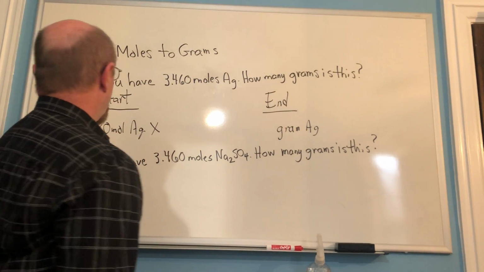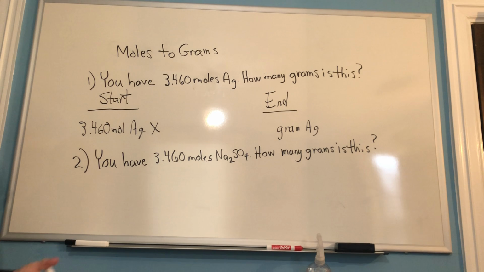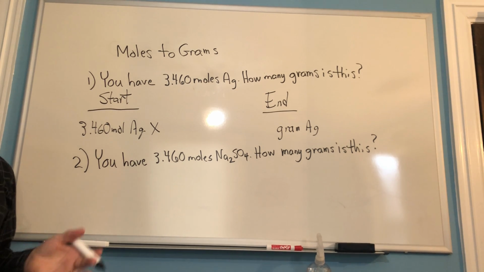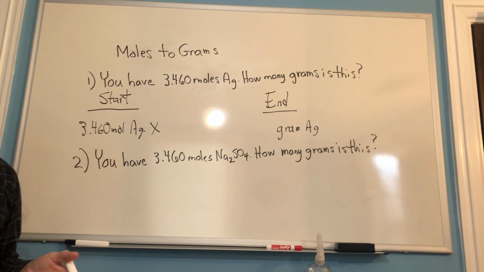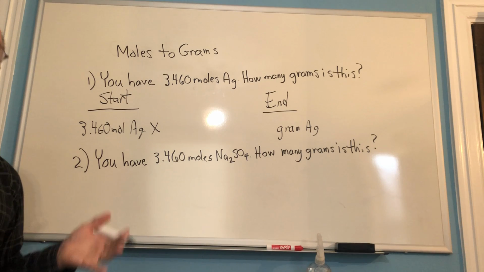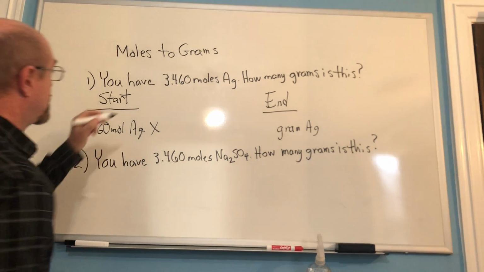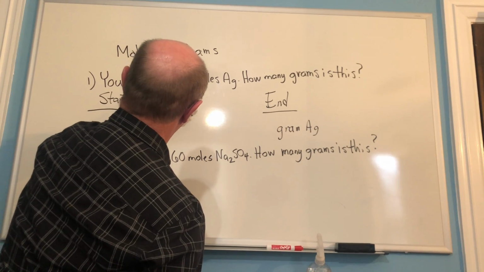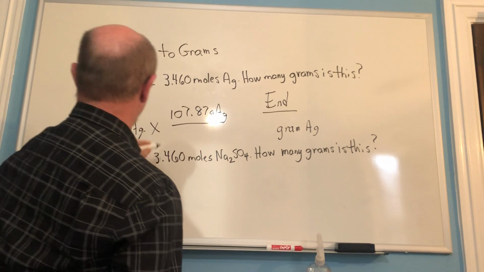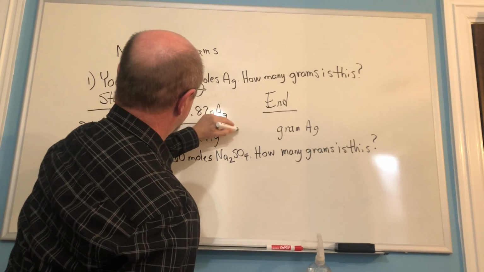Now, in order to go from moles to grams, we have to figure out what equivalent statement applies. So what equivalent statement applies is the relationship between the average atomic mass of silver, which is 107.87 grams, which equals 1 mole. Since we're going from moles to grams, we put the grams on top and multiply. 107.87 grams silver divided by 1 mole silver.